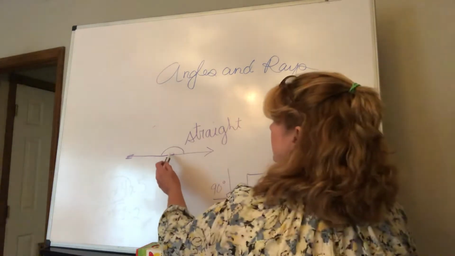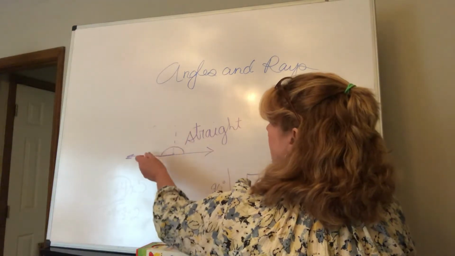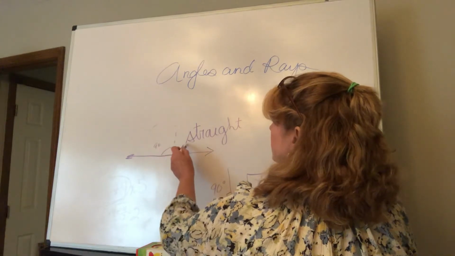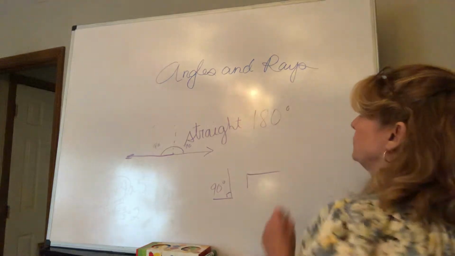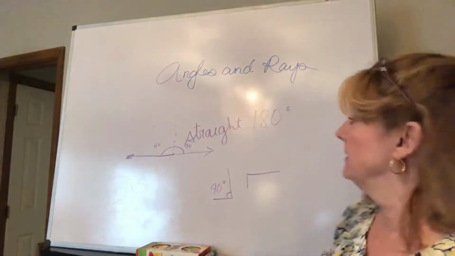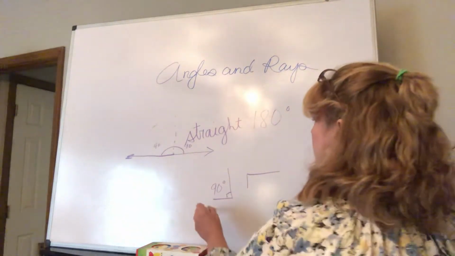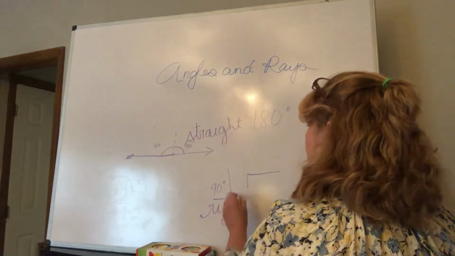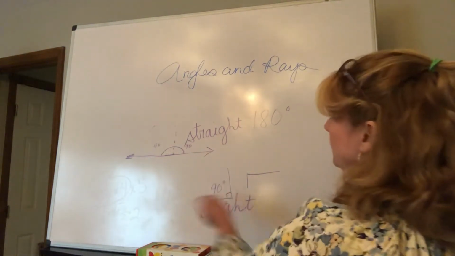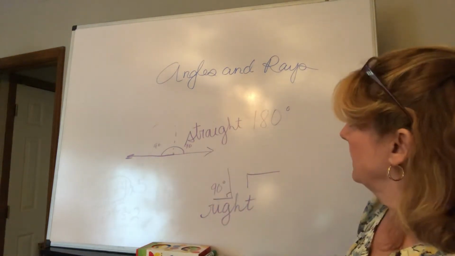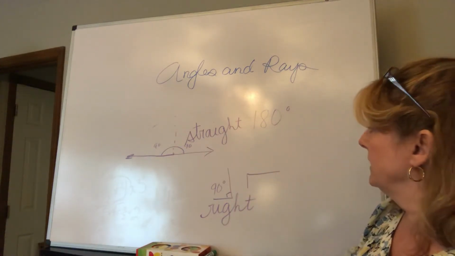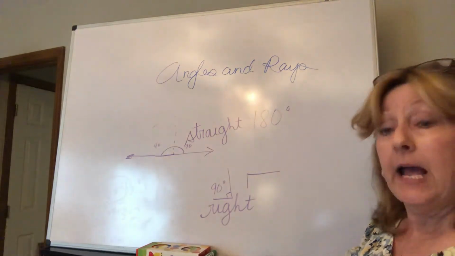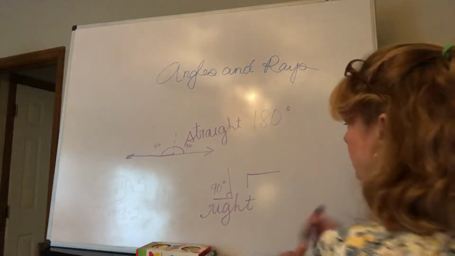Well, if this half is 90, then this half is 90 because a straight angle is 180 degrees. All right? So you have a 90-degree right angle. If I put two of them together and take out the middle line, you have a straight angle, which is 180 degrees. All right? And then we have some other angles in between.